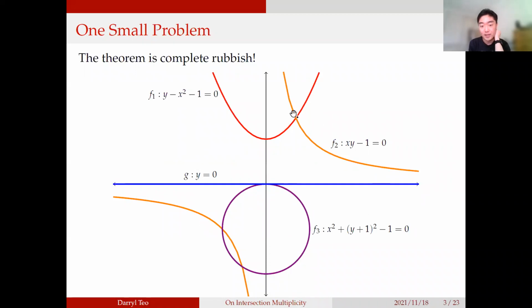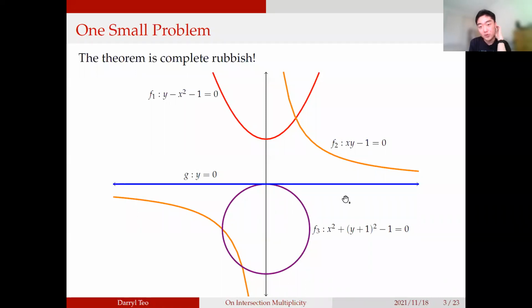If you look at these examples in the plane, we have the parabola, the hyperbola, the circle, and the x-axis. And as you can see, the result is false. The parabola does not meet the line at any point, neither does the hyperbola, and the circle meets it at only 1 point, even though Bezout's theorem would say that they should meet in 2 points, because these three are conics of degree 2, and the line is a degree 1 curve. So Bezout's theorem is false, or is it?